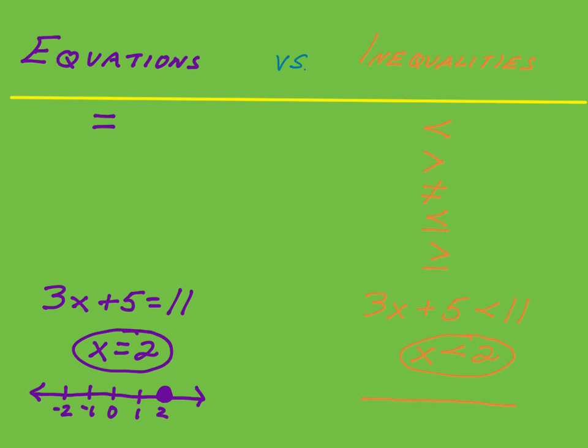In an inequality, we could take the same number line, -2, -1, 0, 1, and 2, and we could say, well, 2 doesn't work because 2 would make the equation or inequality equal, and we don't want it to be equal. But any number less than 2 would work. So our focus is going to be on the inequalities now. We solve them very similar to equations, except for one strategic idea.